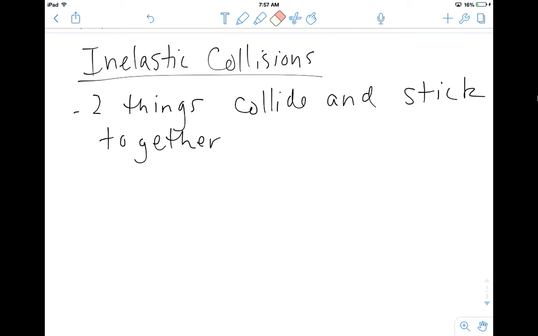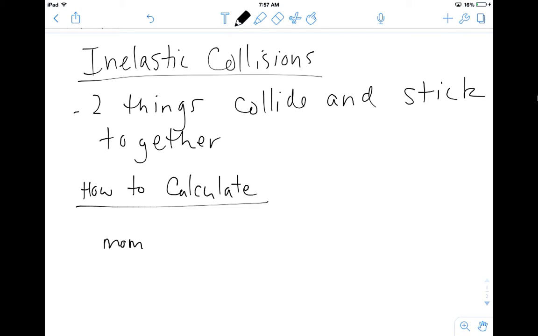And so there's a really specific way to calculate this because our rules about momentum still apply. So the momentum before is equal to the momentum after. So let's make a note here. This is going to be how to calculate some problems that involve inelastic collisions. So we have to remember that momentum before is still equal to the momentum after.